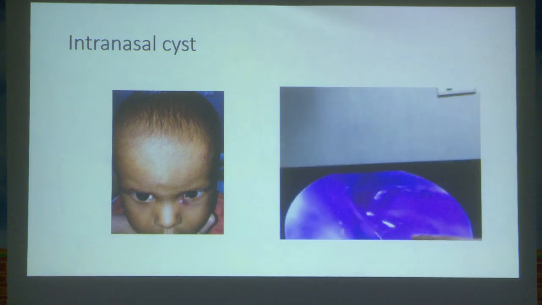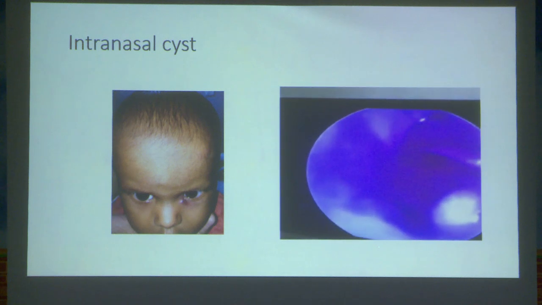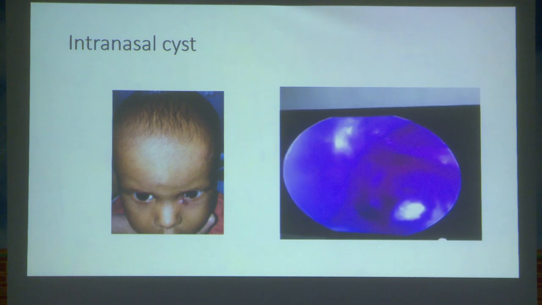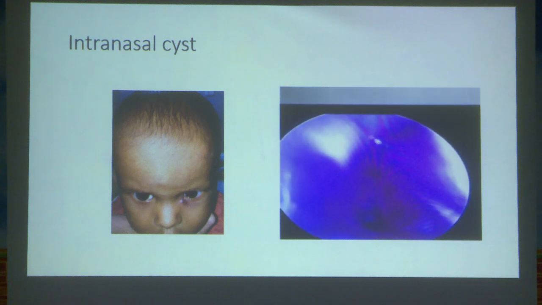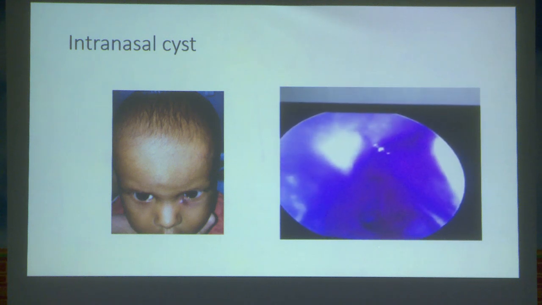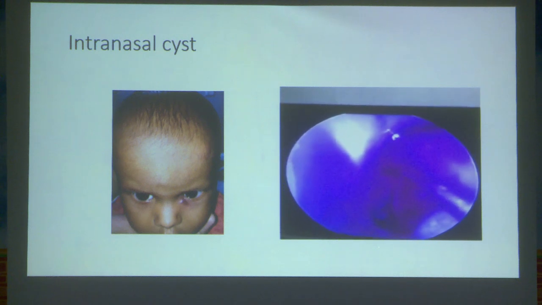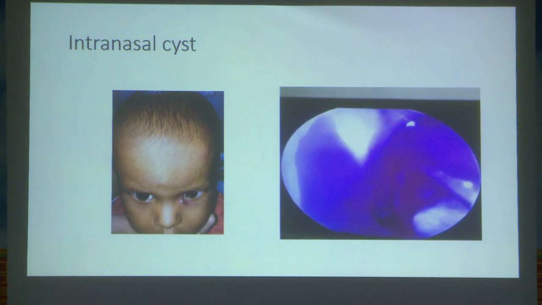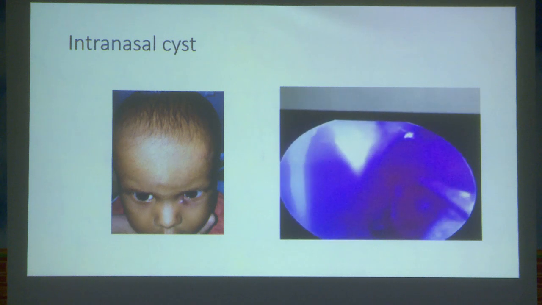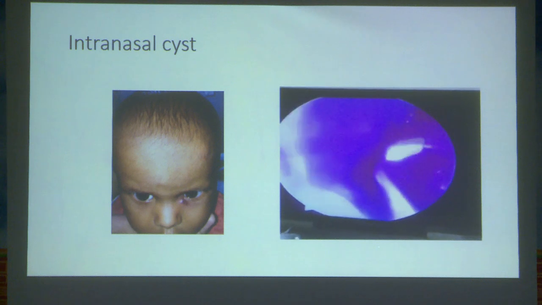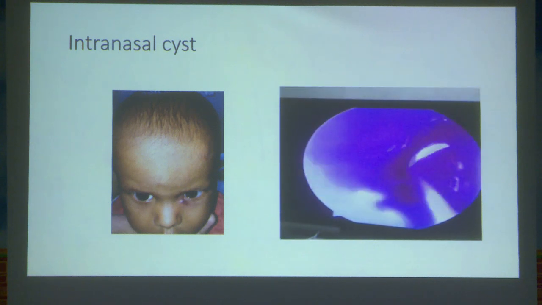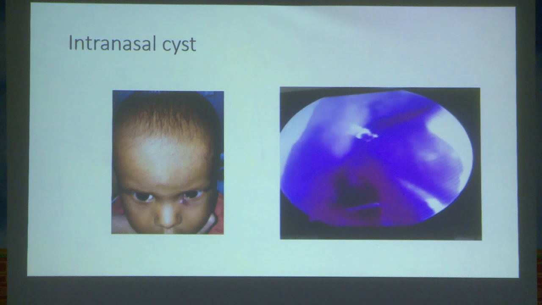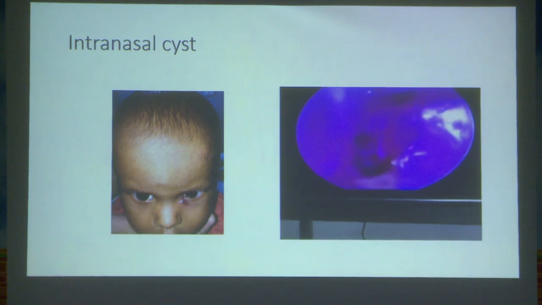Now what we saw was a hump where our probe was going, and the light was reflecting off the wall of the cyst. So this was an intranasal cyst. Now we passed our probe past the cyst and then marsupialized it with the help of a crescent blade. Just piercing it wasn't enough. It's never enough. We have to marsupialize the cyst to prevent recurrence. Here we are using a crescent blade to make a cruciate incision and marsupialize the cyst. And then the duct was patent. This is a gush of fluid.